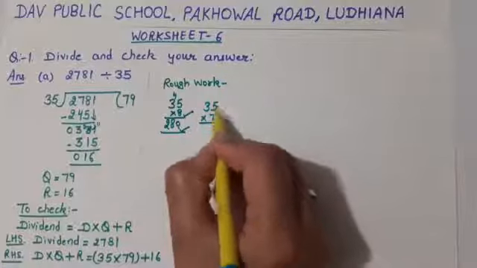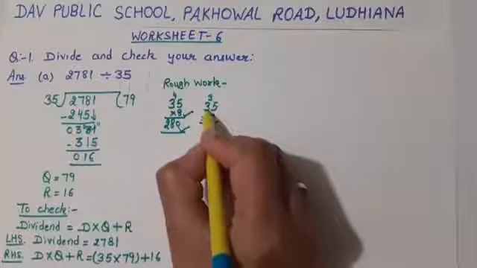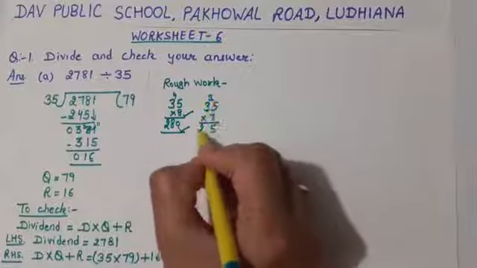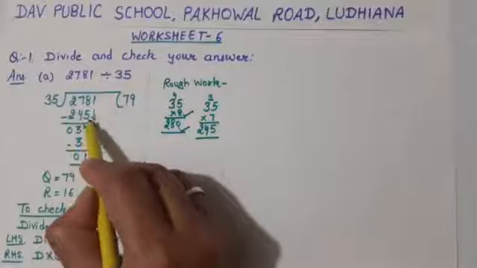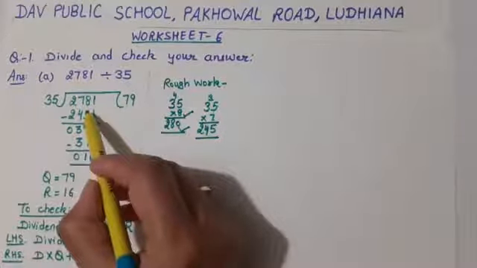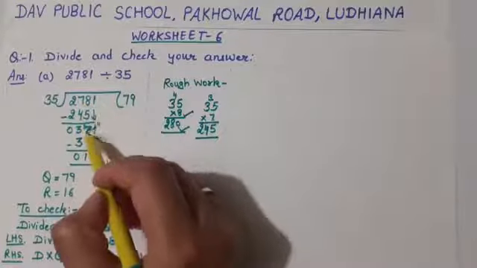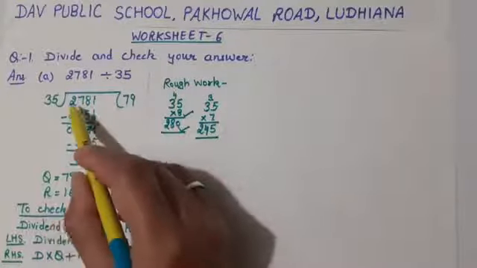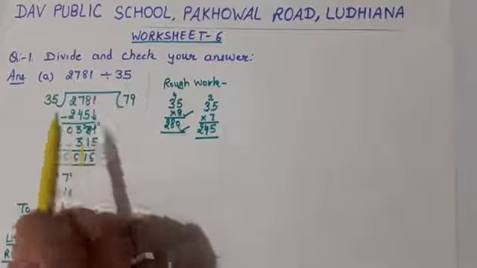What will come? 7 times 5 is 35. Here is 3 carry. 7 times 3 is 21. 21 and 3 is 24. 245. It can go because 245 is smaller than 278. Right? Now we will subtract. 8 minus 5 is 3. 7 minus 4 is 3. And 2 minus 2 is 0. Now here is 33. 33 is less than 35.